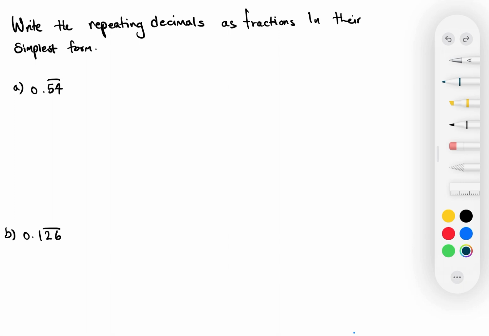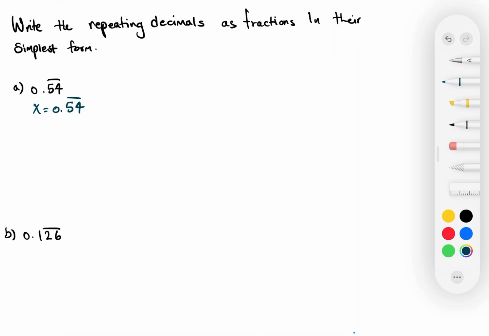Anyways, let's start. It says, for example, write the repeating decimals as fractions in their simplest form. We now know that if you want to convert them into fractions, the first step is to give them a name. So for example, here, I'm going to use a variable and say x is equal to 0.54 bar.